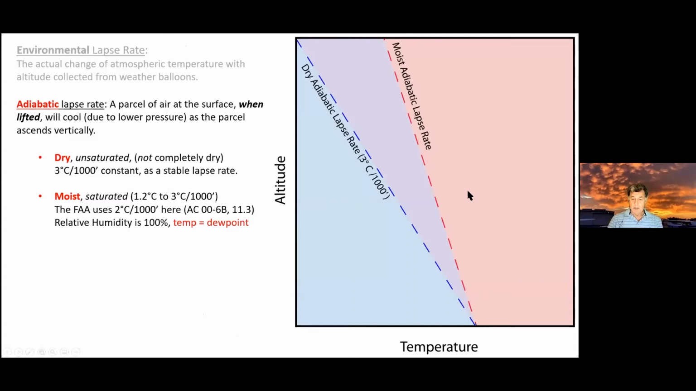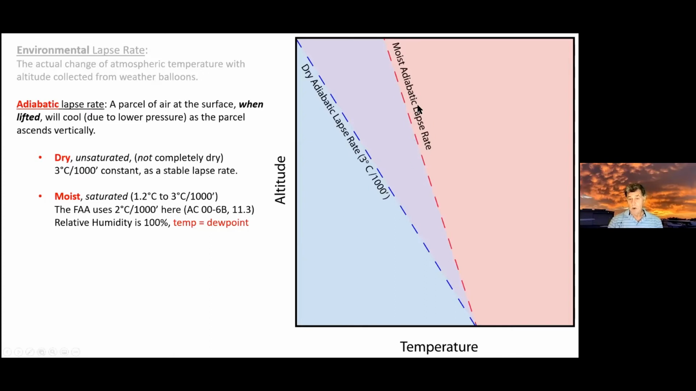This diagram is showing a relationship between temperature and altitude. I'm showing the dry adiabatic lapse rate, which is 3 degrees C per 1,000 feet. This is very consistent, and this is a lifted parcel. This is if we have lifting. We've talked about all the ways we can lift air. If we lift a parcel at the surface and it's not saturated, then it's going to follow this line. It's going to cool at 3 degrees C per 1,000 feet.